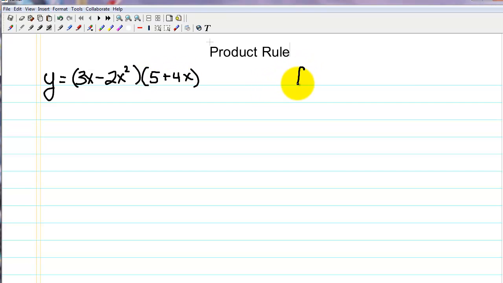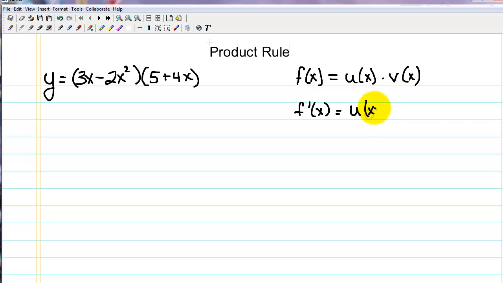So let's put the product rule over here. If our original function is made up of two functions multiplied together, let's call them u and v, then when we take the derivative of f of x, we take the product of our first function times the derivative of the second, plus the derivative of our first function times the second function. So let's apply this over here.